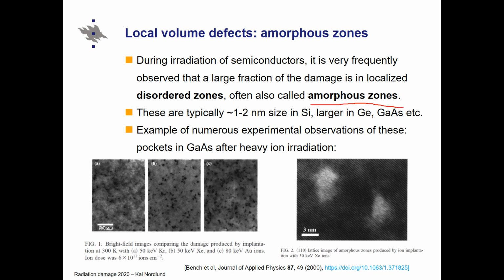Now, amorphous means that there is no long-range order, so this is a localized zone. So calling it amorphous may be slightly misleading, but the point is simply that there is no crystalline structure in these zones. And these are typically 1 to 2 nanometers in size in silicon, quite small and difficult to detect, but in germanium and gallium arsenide they are larger.